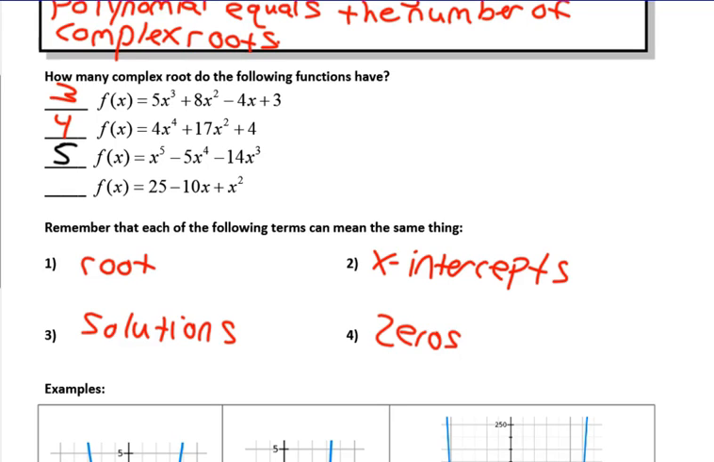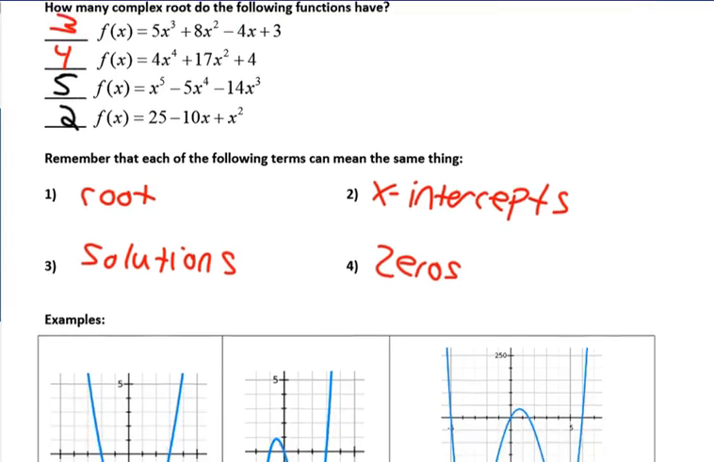Remember that the degree is going to be the highest exponent. So 2 is the highest exponent. JJ, did I trick you? Did I trick you with that one? Alright, let's keep going.